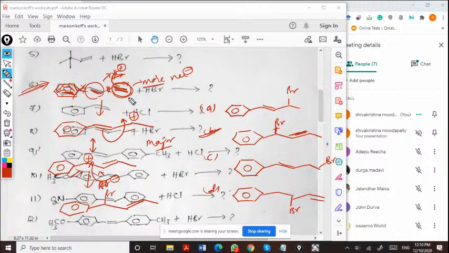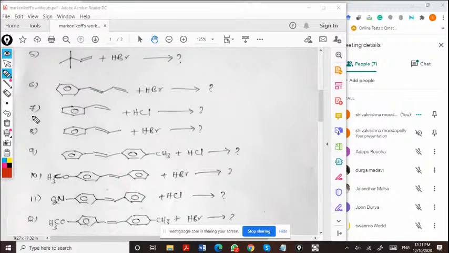You need to see the nucleophilicity of the double bonds, and you need to see the carbocation stability. That is the major theme of these reactions. Is it understood or shall I repeat? Okay, I'll go to the next question.